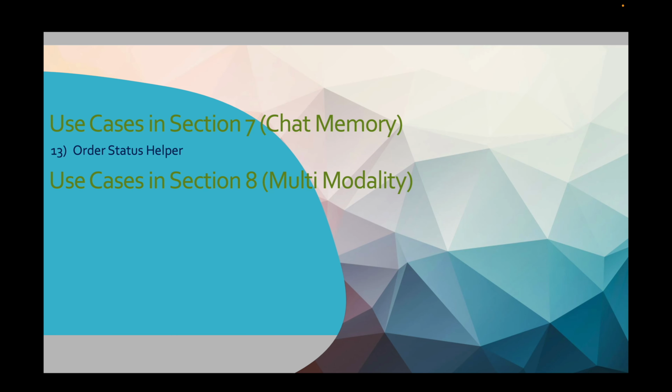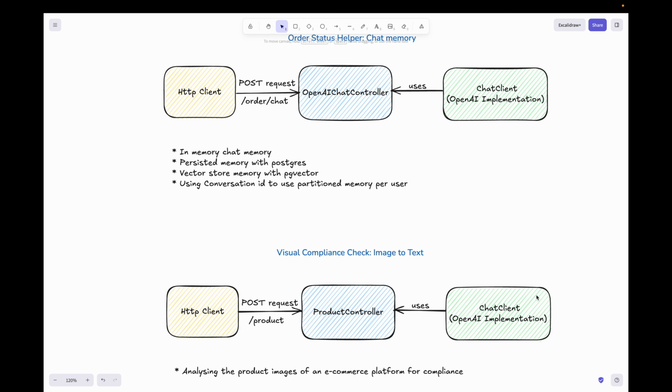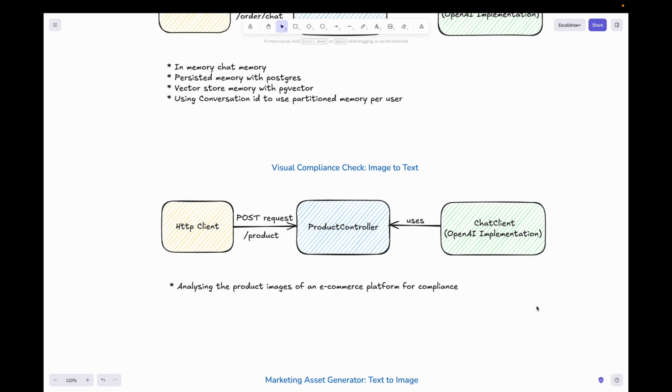Then in section 8, I will continue with multimodality use cases. I will start with visual compliance checking to perform an image-to-text operation. In this use case, I will let the LLM analyze a product image of an e-commerce platform for compliance checking, again using the OpenAI implementation of Spring AI.